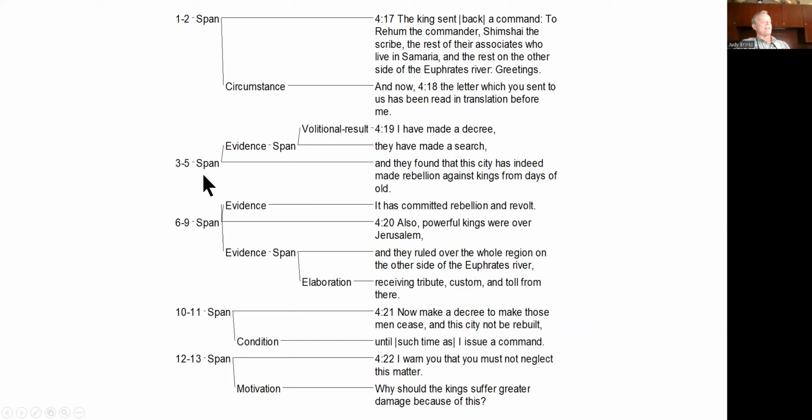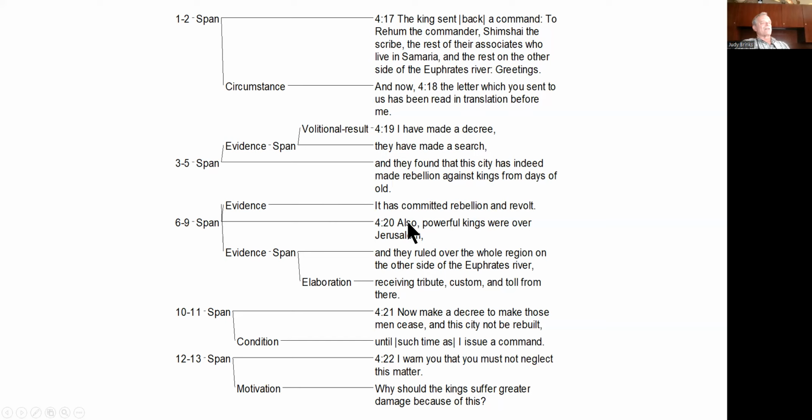And we might even say that these two are actually possibly nuclei related in a relationship of further information. But in any event, I didn't do that here. And then we have evidence he committed rebellion and they ruled, receiving tribute, all of this elaboration.